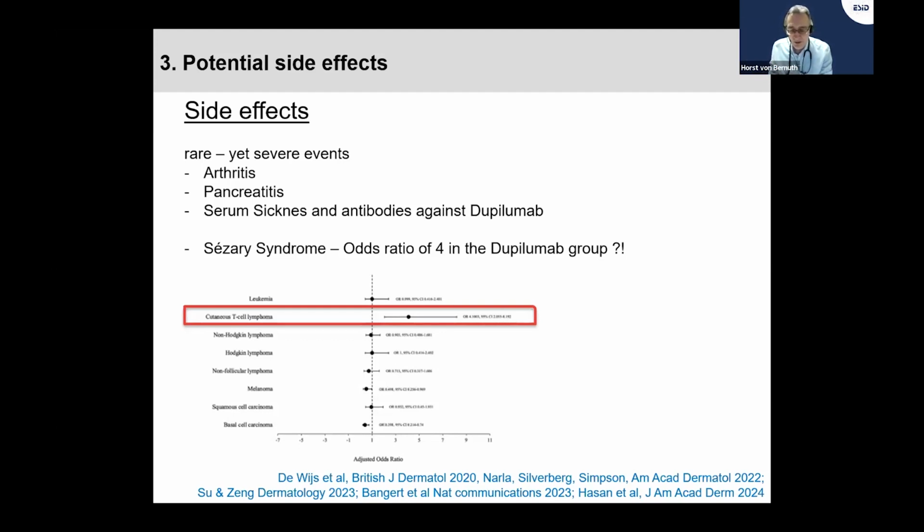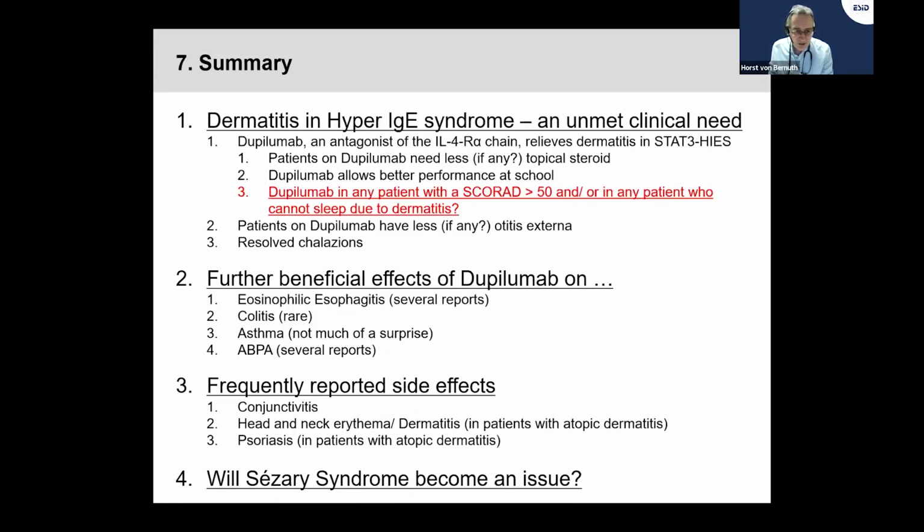What we do is we send our patients on dupilumab once a year to be seen by a dermatologist. That's all we do, and we haven't observed this, and I'm not aware of this in hyper IgE syndrome. So that's my summary slide. We do recommend dupilumab in any patient with a score beyond 50, and these are all patients with hyper IgE syndrome.